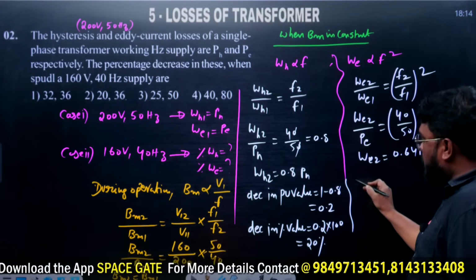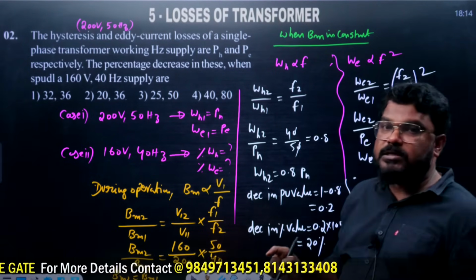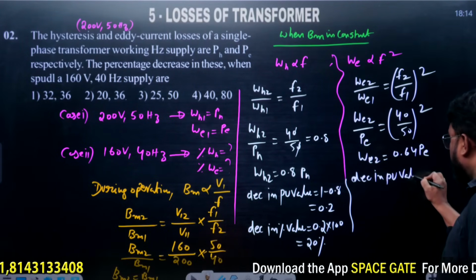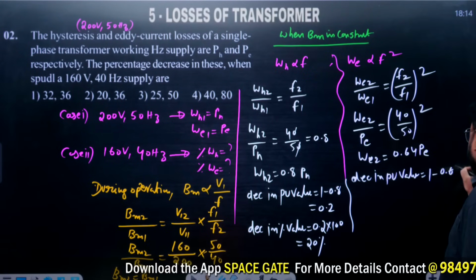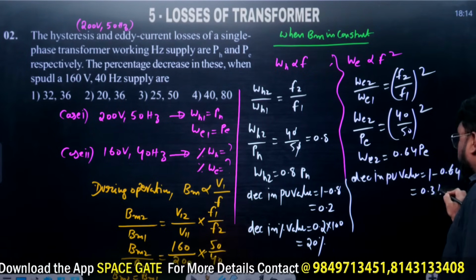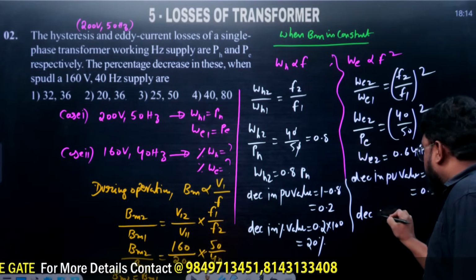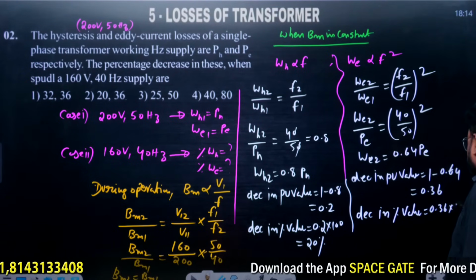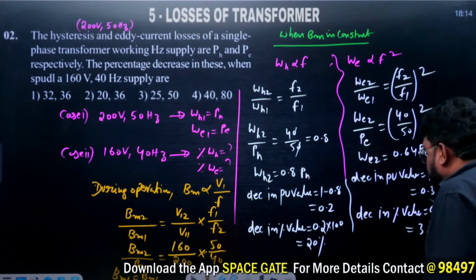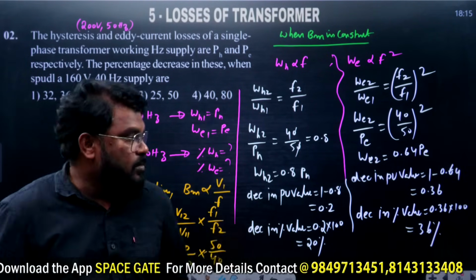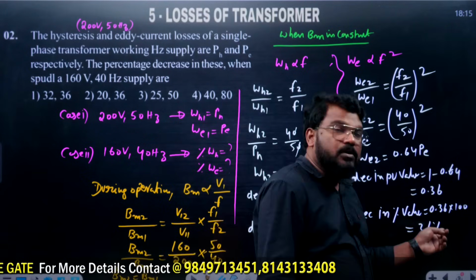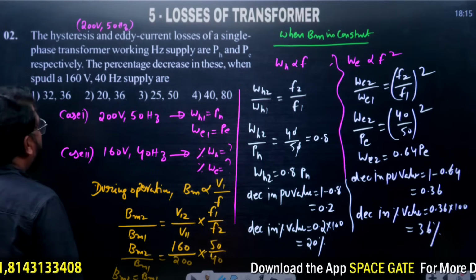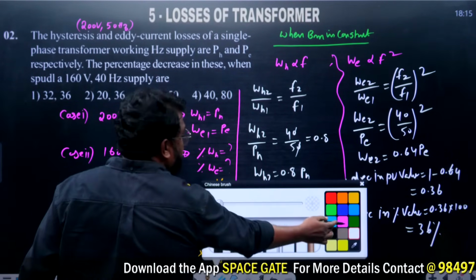Initial per unit value is 1, final value is 0.64, so the decrement in per unit value is equal to 1 minus 0.64, which is 0.36, and the decrement in the percentage value is the per unit value multiplied by 100, so this value is equal to 36%. The decrement in the per unit value is 0.36, and the decrement in the percentage value is 36%. Here also, the decrement in the percentage value for hysteresis loss is 20%. So the answer is 20%, 36%. ఇలా చేయాలి క్వశ్చన్.